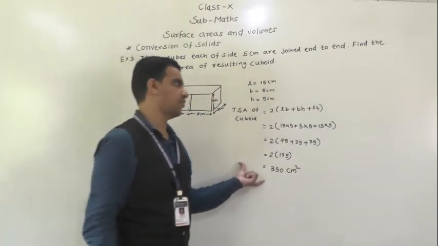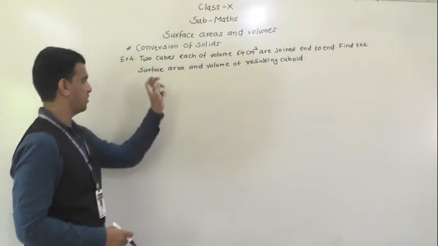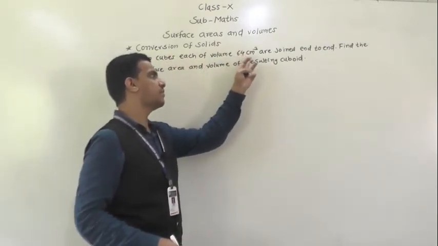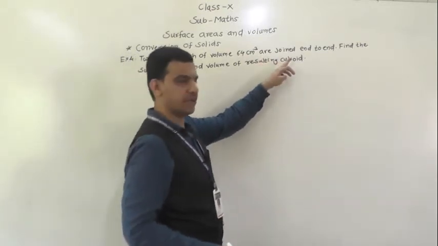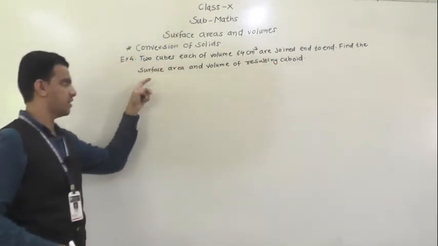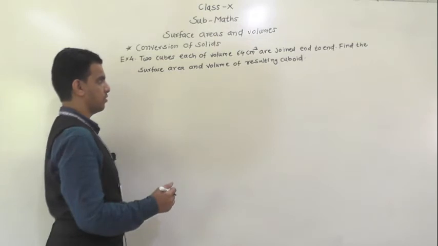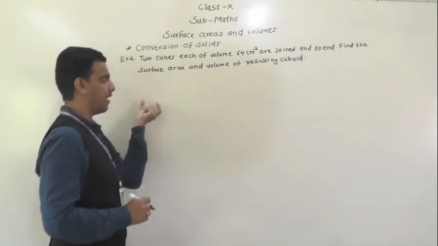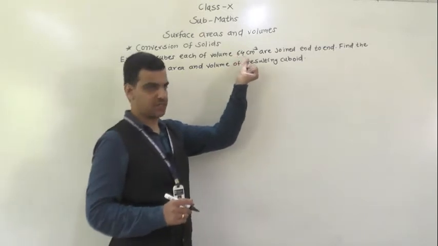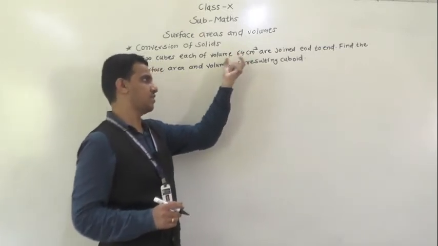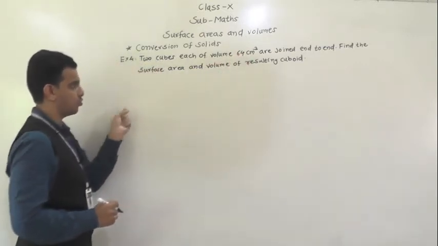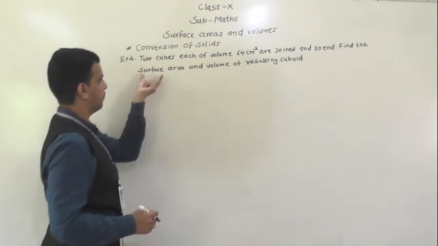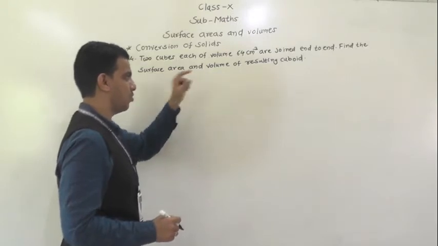Now we will take the fourth one. The fourth example is: 2 cubes each of volume 64 centimeter cube are joined end to end. Find the surface area and volume of the resulting cuboid. So 2 cubes, each having volume 64 centimeter cube, and we join those 2 cubes to get a cuboid. We have to find the surface area and volume of that cuboid.